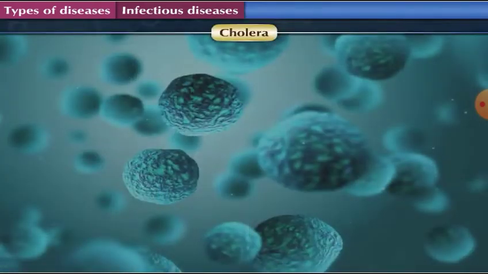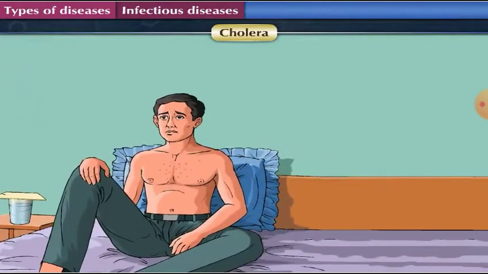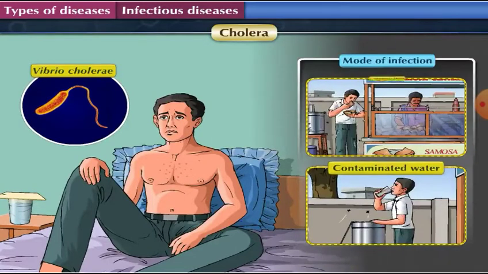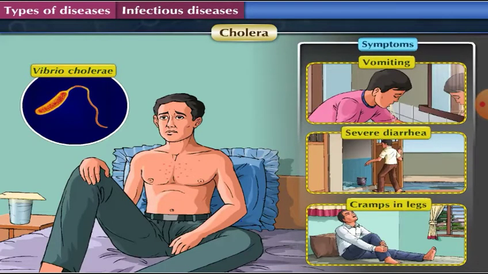Cholera. Cholera is an infectious disease caused by the bacterium Vibrio cholerae. This disease spreads through contaminated water and food. Some general symptoms of cholera are vomiting, severe diarrhea, and cramps in legs.